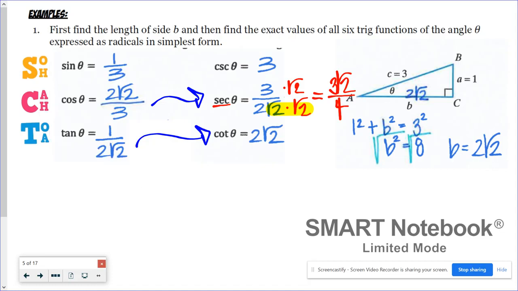And 2 times 2 is 4. Okay, so I have to do the same thing with tangent. Can't go leaving that square root of 2 on the bottom. So I have to multiply the square root of 2 on top and the bottom. So on top, I get 1 root 2. And on the bottom, I end up with 4.